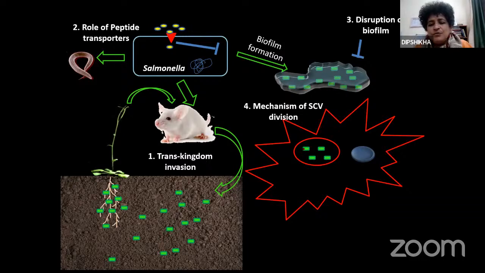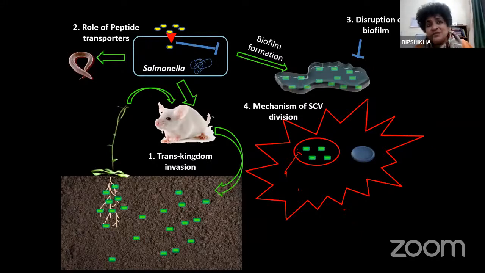And if you stop the division of the vacuole, the bacteria will die. But otherwise, even for you to deliver the antibiotic, you know that these antibiotics are not going to cross the vacuolar membrane. And that is the reason we are failing. We are failing because we are giving just plain antibiotic, which is not going to do anything to the bacteria, which is staying in the vacuole. And that is why the chronic infections persist.